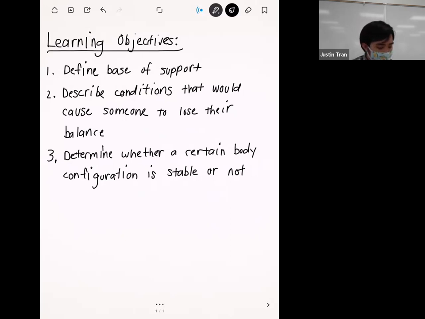All right, so let's get into the lecture today. The topic for this week is going to be biomechanics of balance. Keeping balance is something that our bodies do all the time.